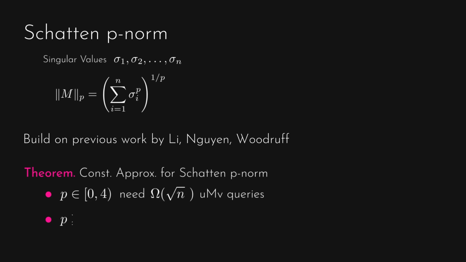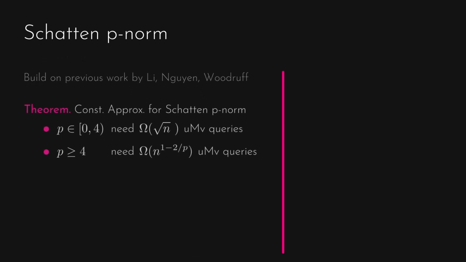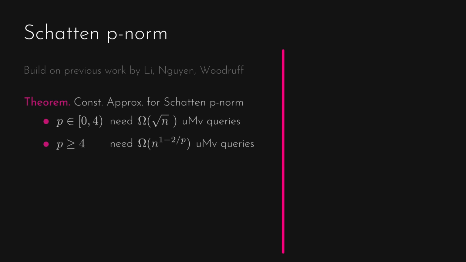And when P is at least 4, then we get a lower bound showing that you need n to the 1 minus 2 over P queries. To give some context to these results, let me mention a related query model that is more powerful than UMV queries. This is known as the matrix vector query model.